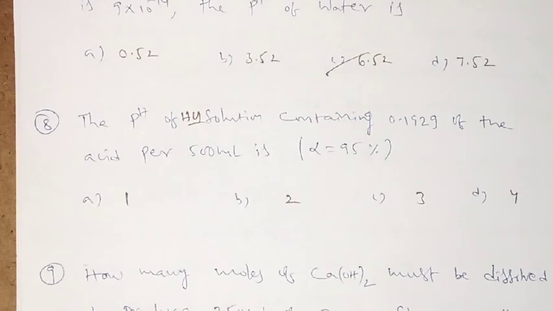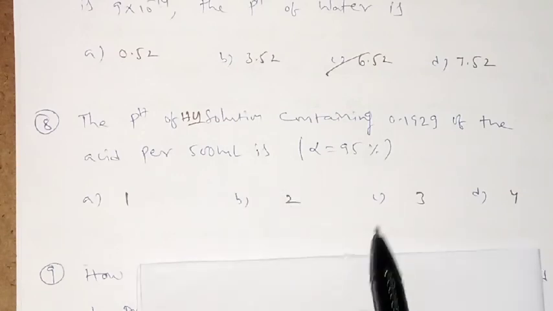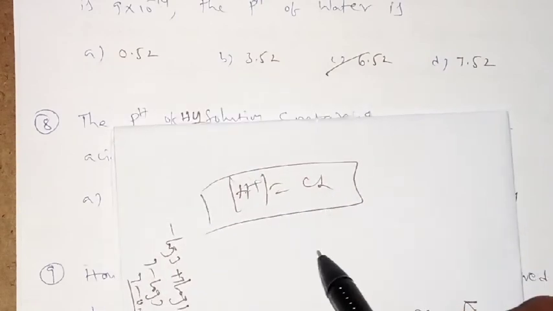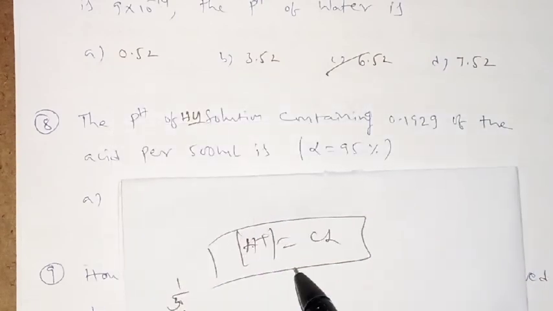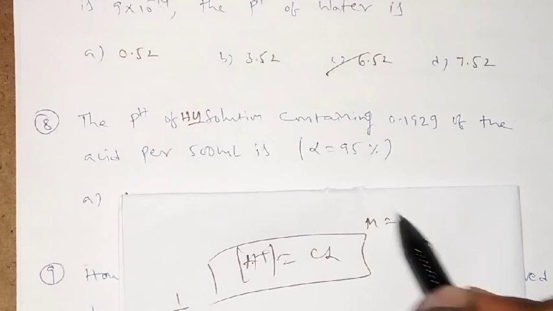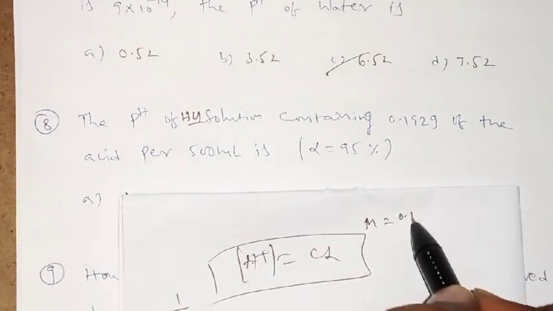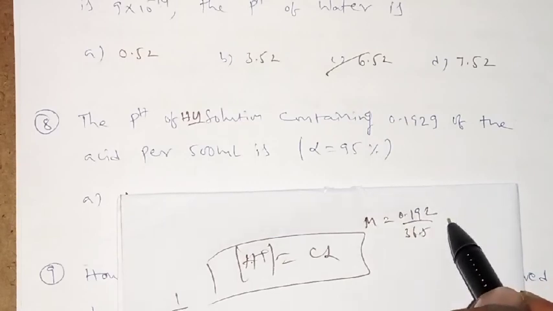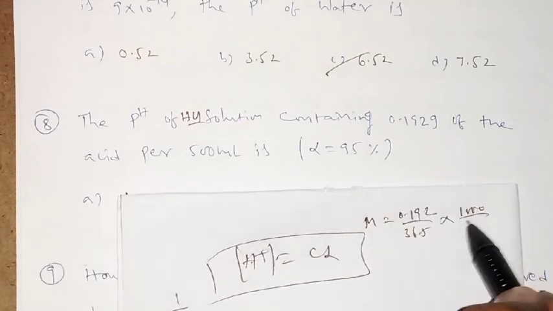If you want to get the H plus value, as per the given data, what is the appropriate formula? H plus equal to C into alpha. This is the relation between H plus and alpha. Do we get the H plus here directly? No. How to get the strength of this acid? Again, molarity. So M equal to weight of the substance, how much given? 0.192 gram, molecular weight 36.5, into 1000 by 500.